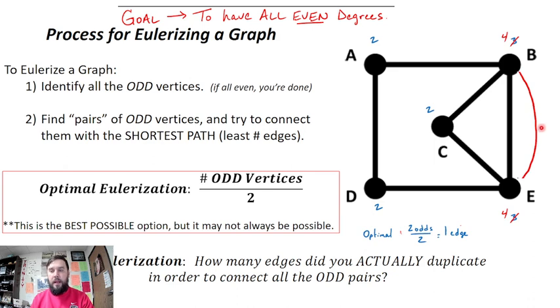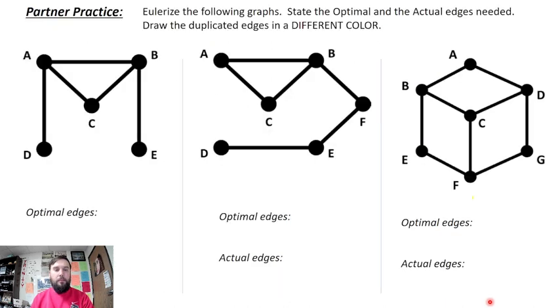Without this duplication, or without backtracking on this edge here, that would not be possible. So the actual number of edges I had to duplicate was 1 edge. Alright, so now let's look at 3 examples here, and hopefully as I go through these examples, you should be good to go on the assignment today.